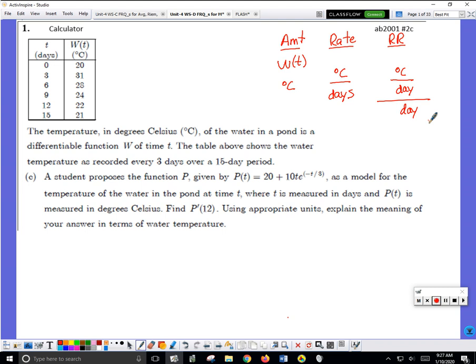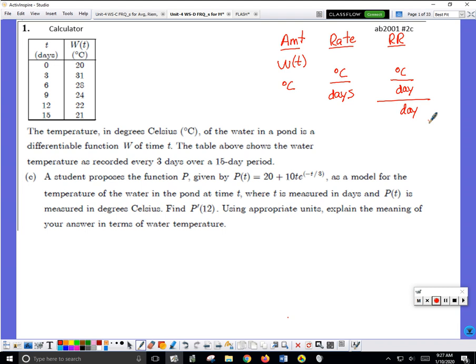Now? Okay. The student proposes the function P, given by this formula, as a model for the temperature of the water in the pond at time t. Hands up. Where does P belong in the table? Come on. Okay, don't talk. You cannot talk when I'm talking. Hands up. Where does P belong in the table? Gotta focus. Come on. Don't just take notes. Don't watch. Don't listen. Think with me. If you think with me, you will learn 10 times as much.